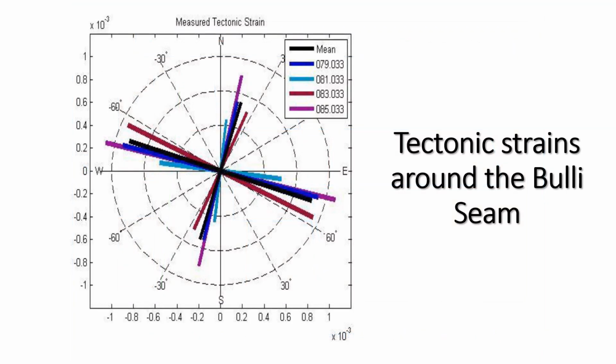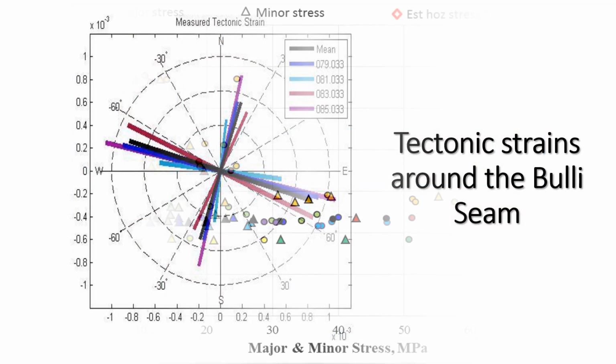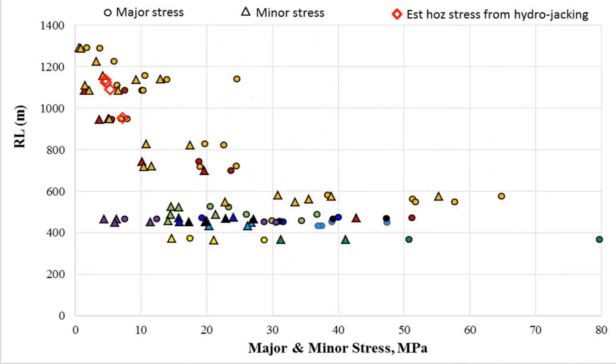Here is an example of the tectonic strains around the Bulli seams in the Sydney Basin. SIGRA provides interpretations in more complex geological environments. This shows the changes in stress below 600 metres relative level, where complex faulting causes the stress to change direction and magnitude several times within 1 kilometre lateral distance. Examinations of dips in the stratigraphy derived from acoustic televiewer images showed that multiple faults exist in this area.